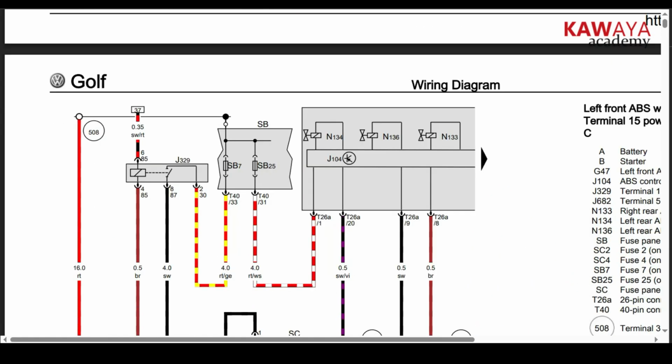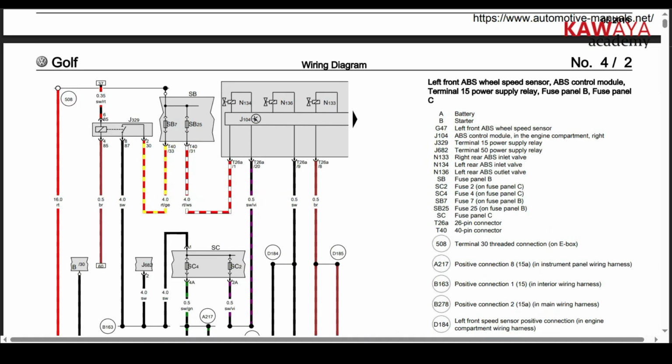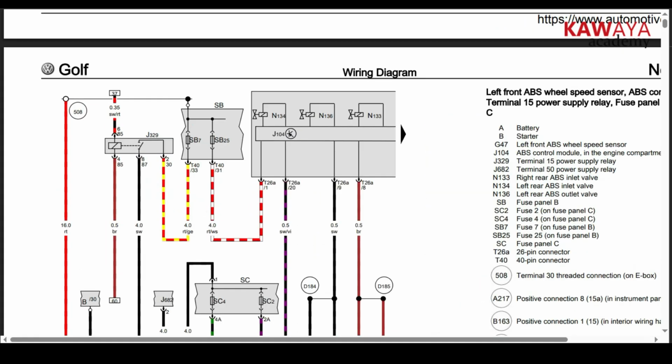Okay, so the next thing I want us to do is trace out different symbols. In this diagram, first of all, we have a relay here. What else do we have? We have a fuse. This is a fuse here. I think this is also a fuse. As you see here, this is SB. In their annotation we can see SB is the fuse panel B. Here we have this transistor icon. If you come here, we see what J104 is. This is the ABS control module. So this is a control module. This basically means that the transistor is within the module.